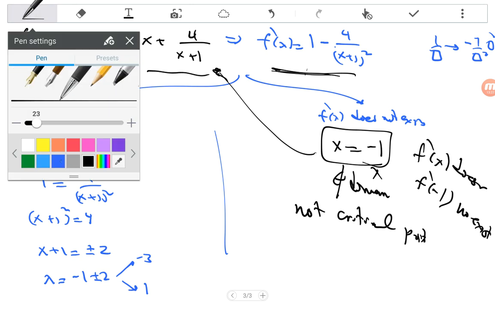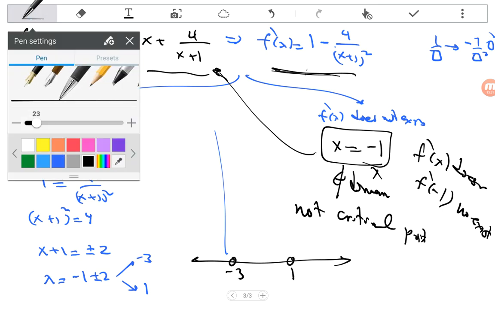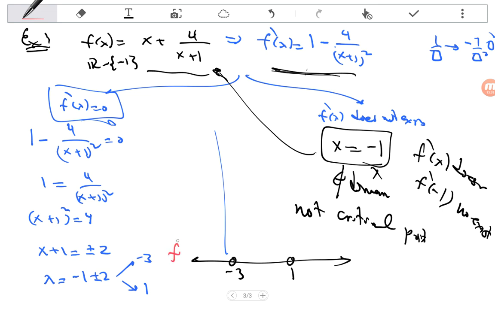So we have found all the critical points, which are negative 3 and 1. I will put them on the number line, negative 3 and 1, like this. Then I will check the signs of f dash. Now remember, we are checking the signs of f dash, not f. So I will just choose an easy number, 0, between these two. Would I check it in f or f dash? On f dash, yes.